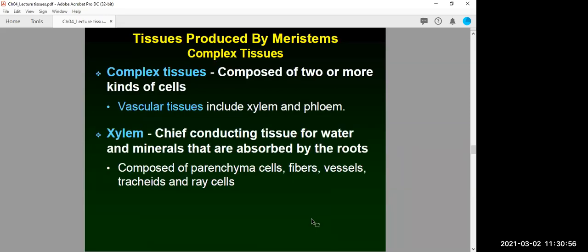Okay, we've got a few more minutes here. So what about more complex tissues? They're going to have more than one type of cell. All right, so the vascular tissue is going to be composed of both xylem and phloem. Xylem is going to conduct water and minerals. And we will have some parenchyma cells mixed in with our fibers and our vessel elements. And the tracheids, remember, those are going to be found in the conifers that are less evolved than our flowering plants.